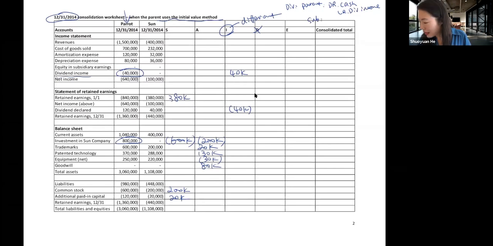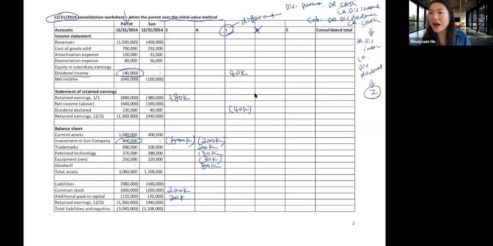And what would the sub do? Sub would debit dividend declared, credit cash, right? Suppose it has been paid out in cash. So basically the cash cancels out, and from the outside perspective, nothing happened. It's just the combined entity paying to itself. So we need to reverse this journal entry. The journal entry is to debit dividend income, credit dividend declared. And this is basically consolidation entry I. This is where I comes from.